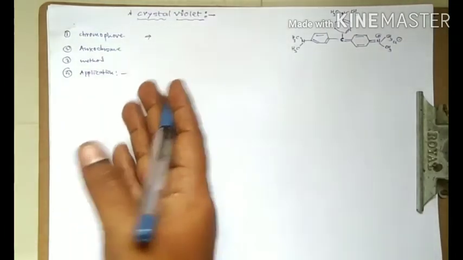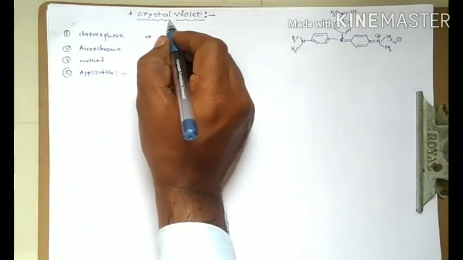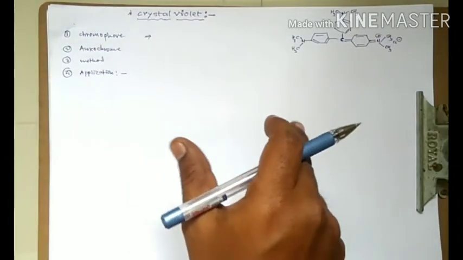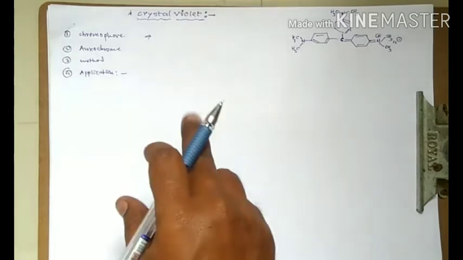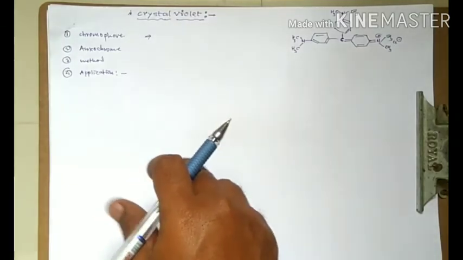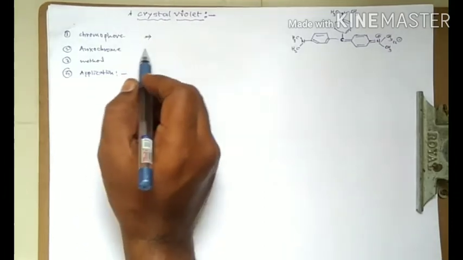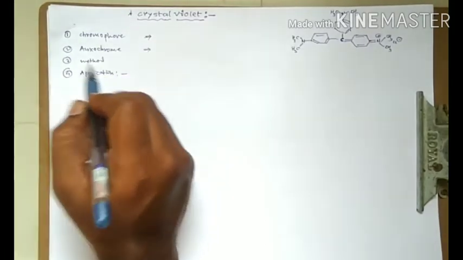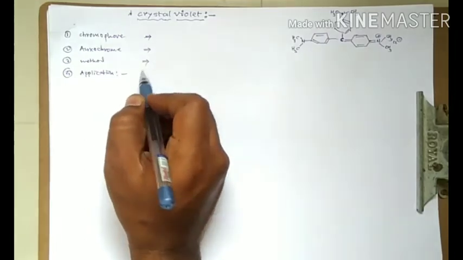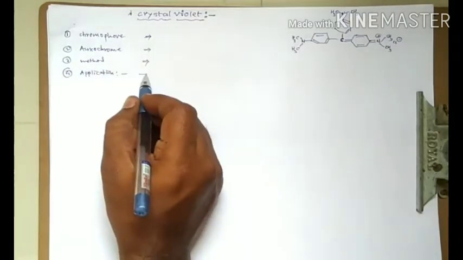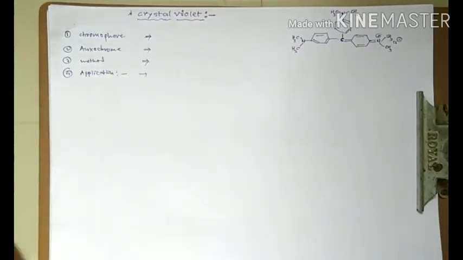So, we would like to go ahead with the crystal violet. And while writing the synthesis of any dye, we must focus on the presence of chromophore unit in the dye, the presence of oxochrome, the method of synthesis, whether it is one step synthesis or two step synthesis, and any one application of the dye.